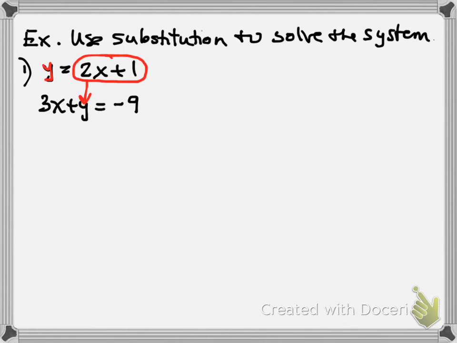So here's what my new equation looks like: 3x plus, and then I put in the 2x plus 1 in place of y, equals negative 9.